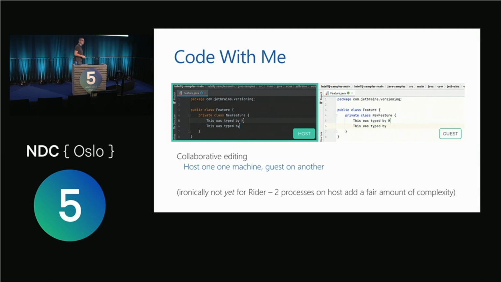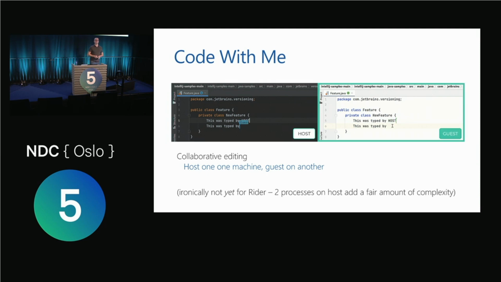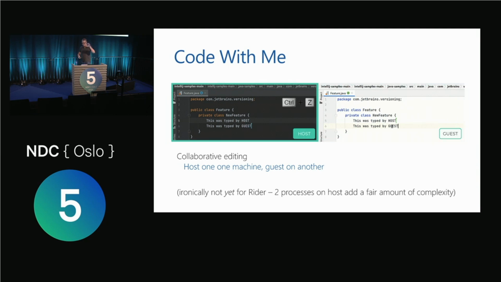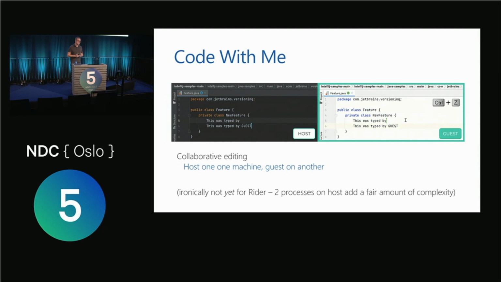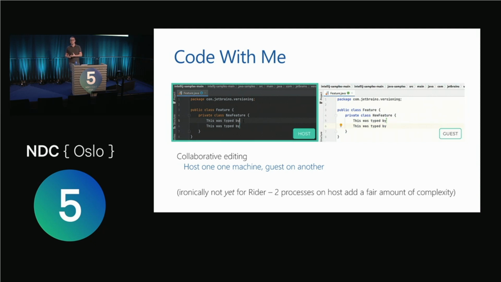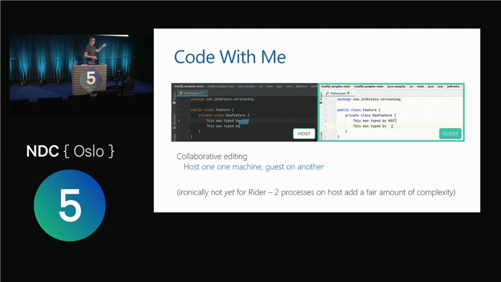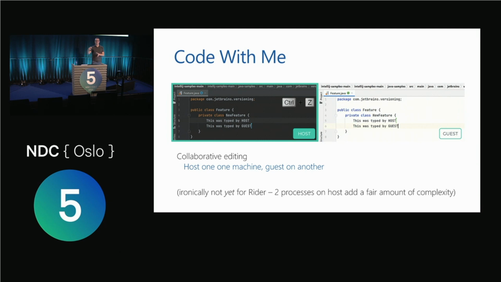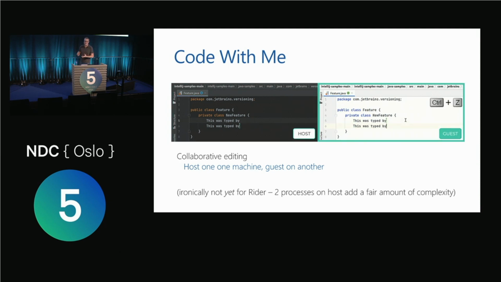Code with me. Anyone tried it? I know it's not yet in Rider. I'm sorry for that. It's ironic. Code with me is collaborative editing, where you can do pair programming and things like that. It is essentially built on top of this Rider protocol as well, where you have the host exposing everything that is in the host machine into a view model, and we have clients subscribing to that view model, contributing to that view model, and you can pair program.